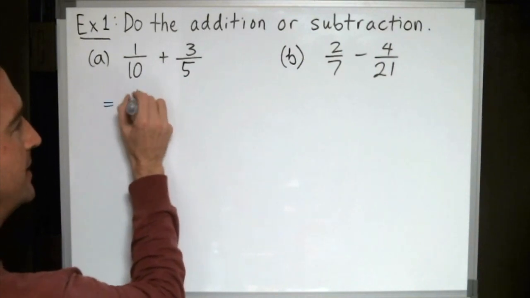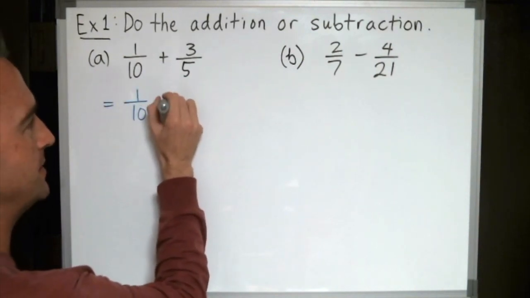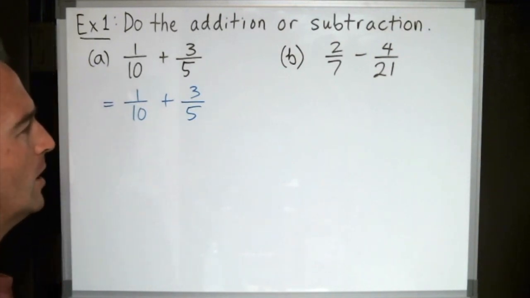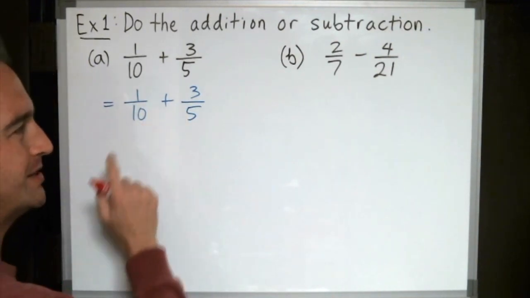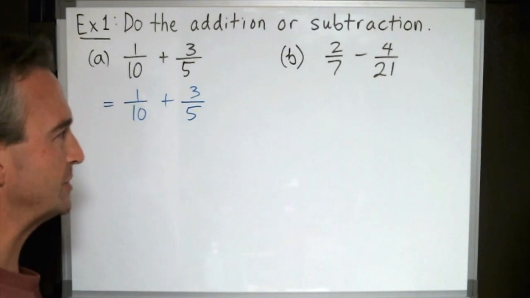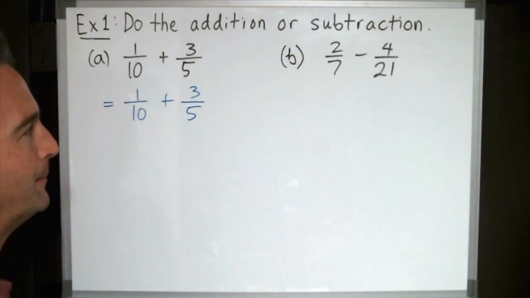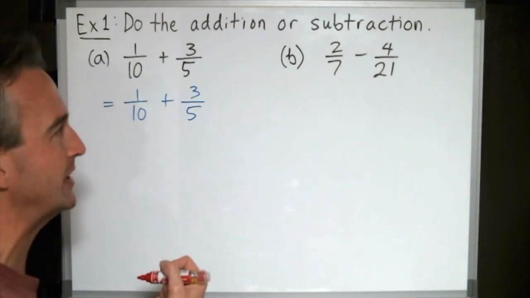How can I get the same denominator here? I'm just going to copy this out. 10 and 5. What can I do to make these both the same denominators? Well, I'm going to use my trick. I can multiply the top and the bottom of a fraction by any number and still get an equivalent fraction.